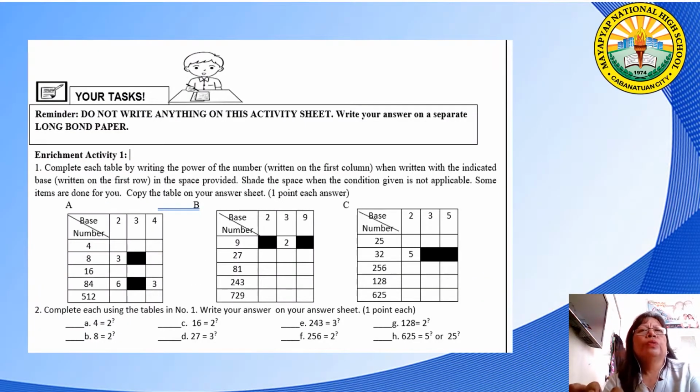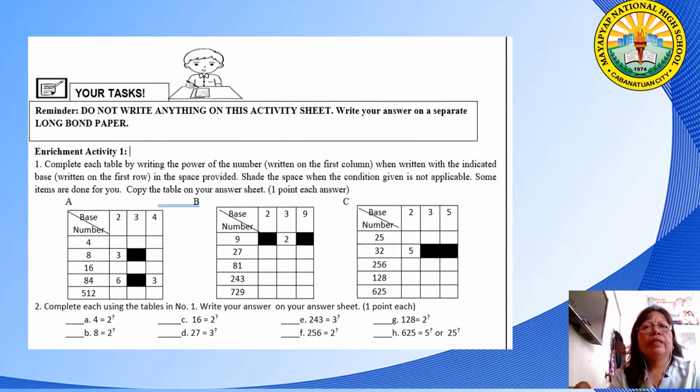Okay, now this is your task. Open your activity sheets. In enrichment activity 1, you answer the following. For enrichment 1, you complete the table. You are going to copy the table in your answer sheet to give your answer. That is only for enrichment activity 1, number 1.